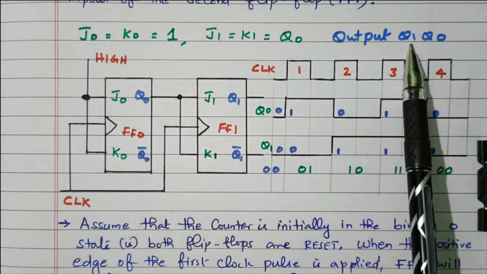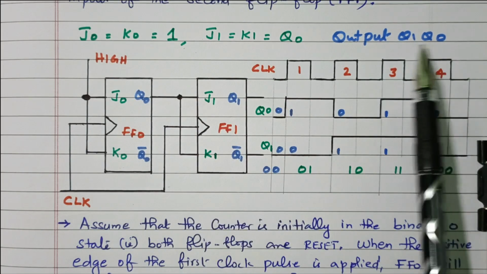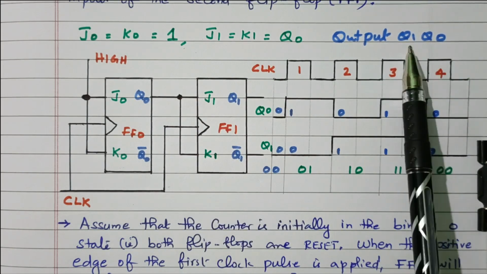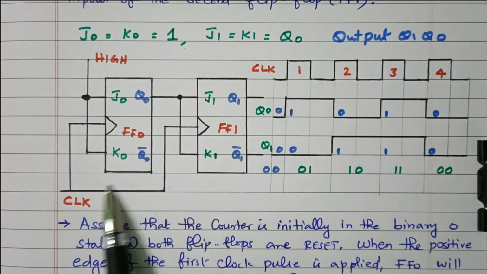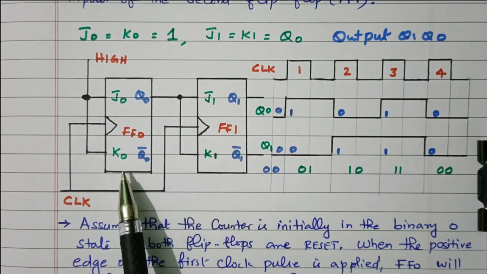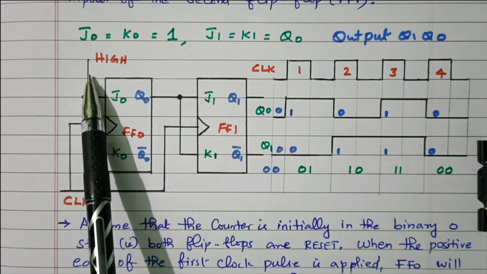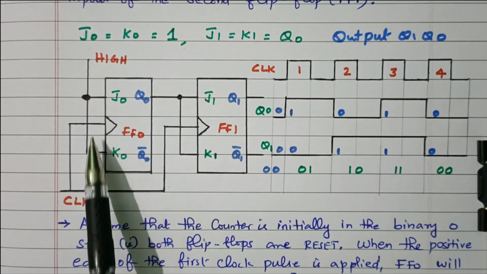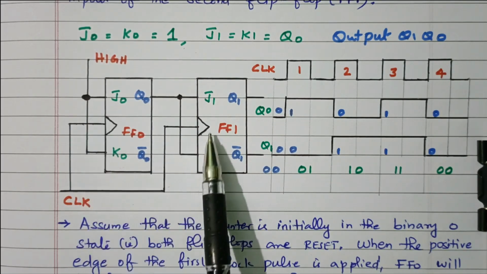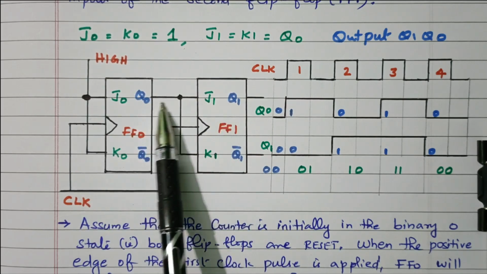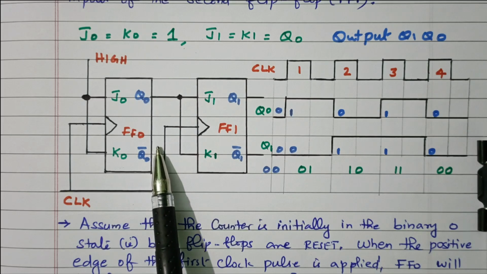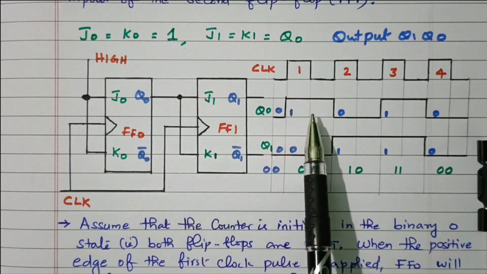So the outputs are Q1 and Q0. Q0 is the LSB and Q1 is the MSB. Right, so both flip-flops receive the same clock pulse. The first flip-flop's input is logic high. The second flip-flop's input is the output of the first flip-flop, Q0. So based on that, we'll see the clock diagram.